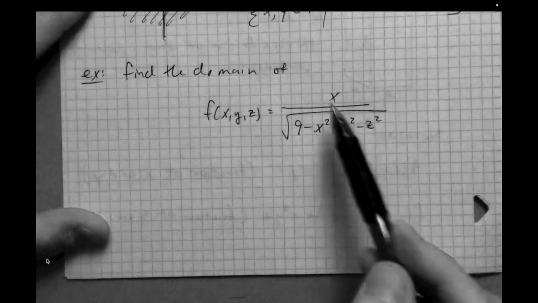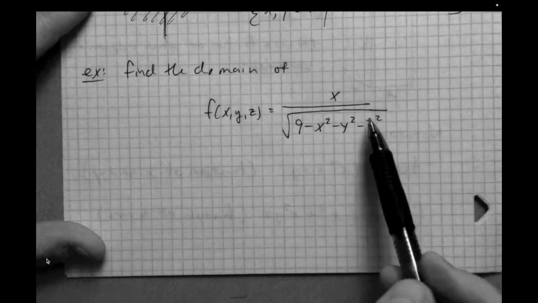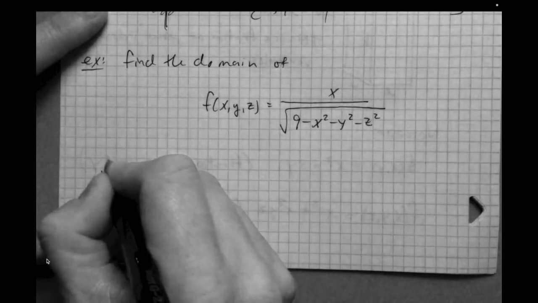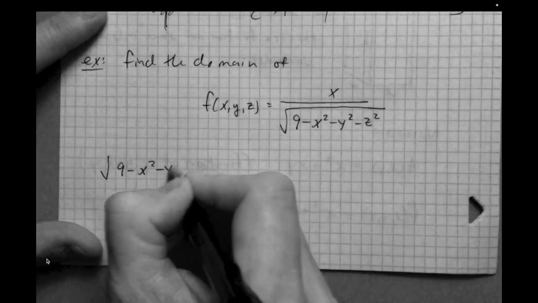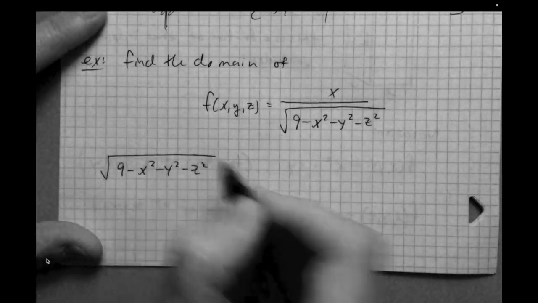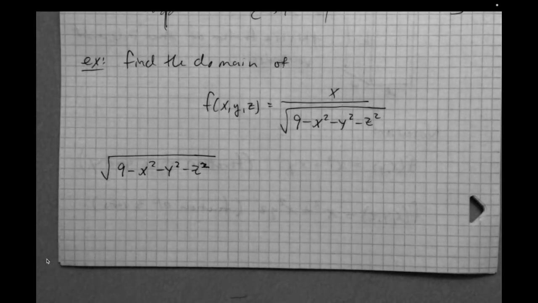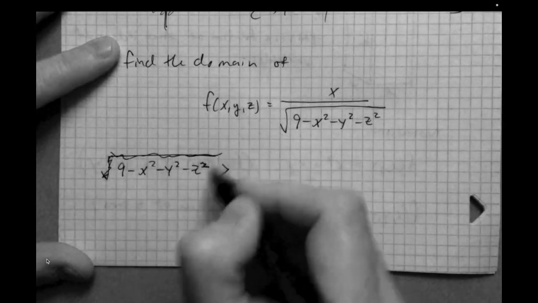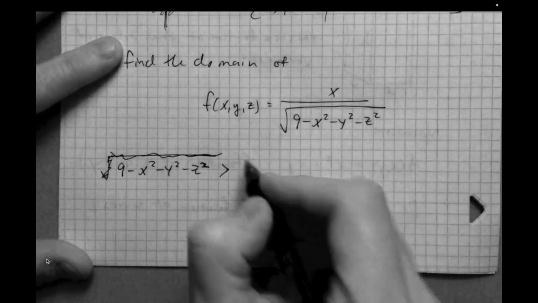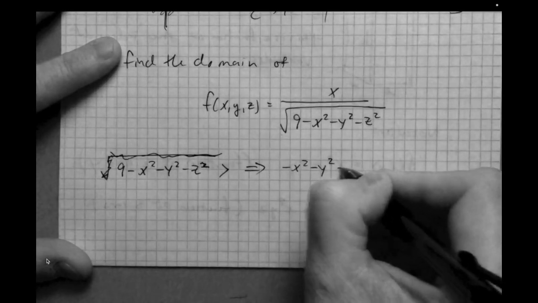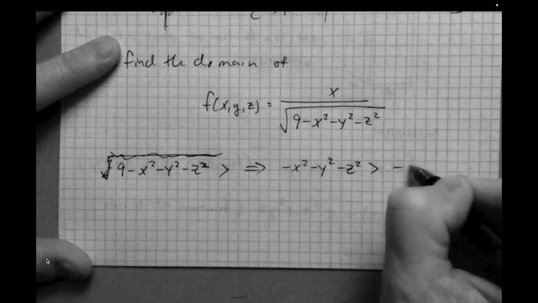Okay, so here again, x isn't a problem in this case, right? There's no concern about dividing by 0 except with regard to this entire radical. So here we need the radical 9 minus x squared minus y squared minus z squared. That whole thing needs to be strictly greater than 0, right? Not greater than or equal to 0. If it's equal to 0, then we're dividing by 0. So this needs to be strictly greater than 0. Actually, we can leave the radical off. We're just concerned with the expression inside. So that means we would say negative x squared minus y squared minus z squared needs to be greater than negative 9.